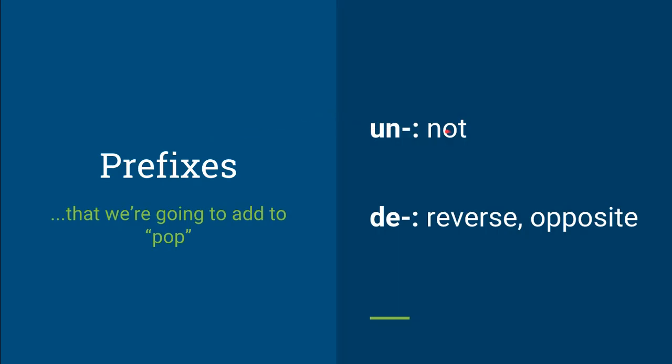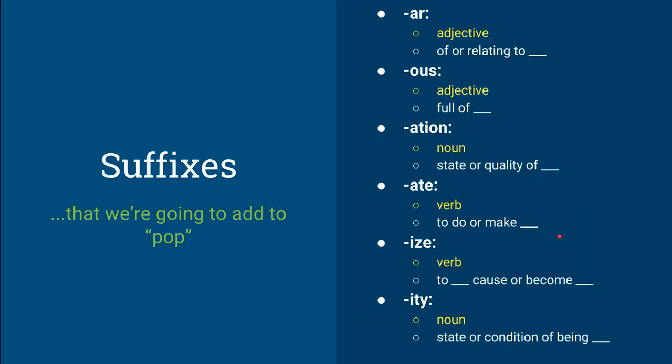The two prefixes that we're going to be putting with the word pop this unit are un, which means not. So, for example, the word unhappy means not happy. And then de, which means like reverse or opposite. So, accelerate means to go faster. Decelerate means the reverse or the opposite of that, so decelerate means to go slower.